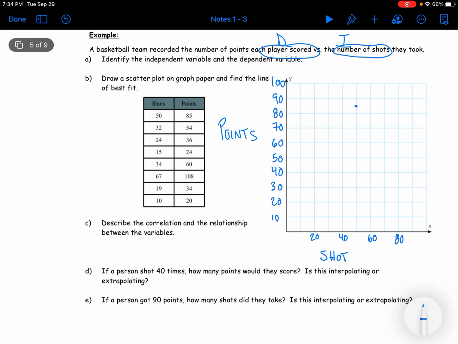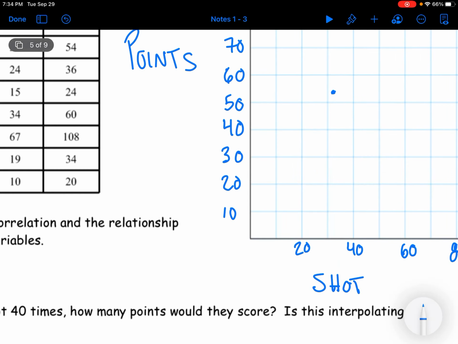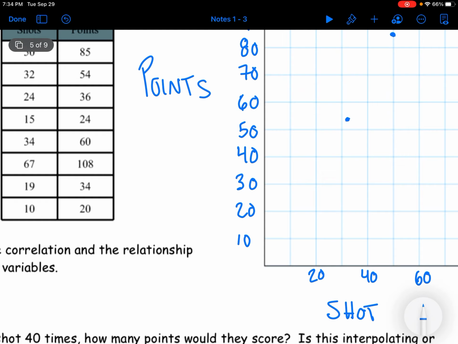The next one was 32, so a little bit past 30, up to 54. So 32, 54. So kind of right there. Now, I'm trying my best to put the points exactly where they should be, but sometimes they're going to be a little off, and that's okay. Okay? We want to do our best. If we could make our scale a little more accurate or use some sort of graphing software like Desmos, that's obviously going to help us out, but it's not always possible.